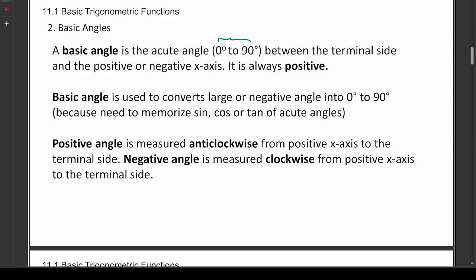So we need to know how to convert angles, negative angles, and very big angle values to basic angles. Now, a basic angle is just the magnitude, so it's always positive, and we always measure it from the x-axis, negative or positive. If it's a positive angle, we measure anti-clockwise, and if it's a negative angle, we measure clockwise.